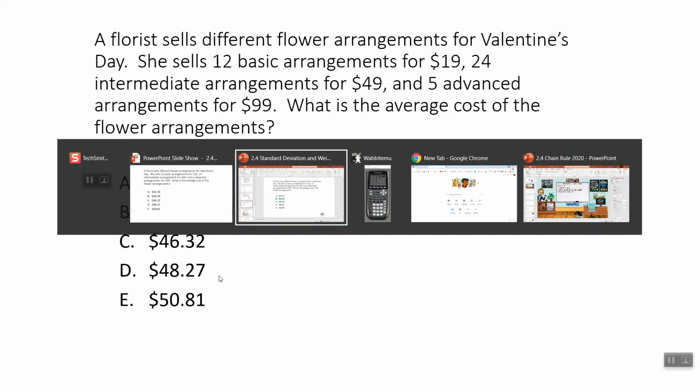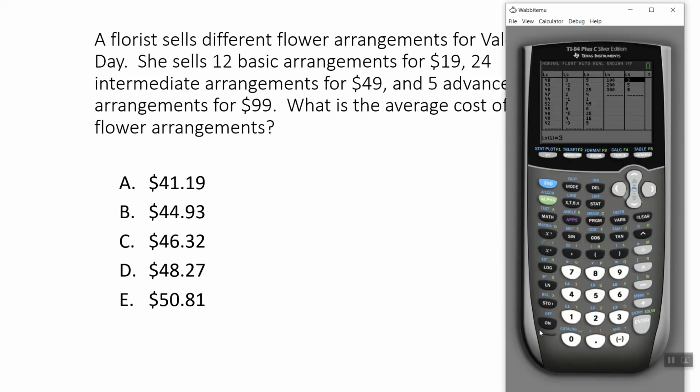So let's pull up our calculator. You can do this on your own also if you want to. You can just pause the video and do it right on your own. I'm going to start typing it in here and do it the list way for more practice. So we've got 19, we've got $49 arrangements, and we've got $99 arrangements.